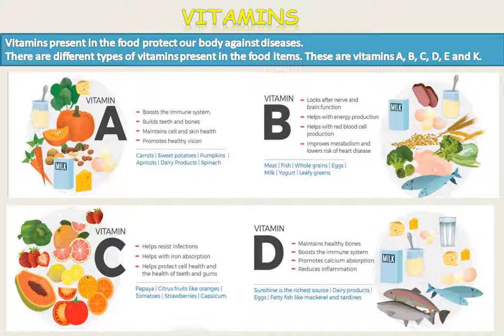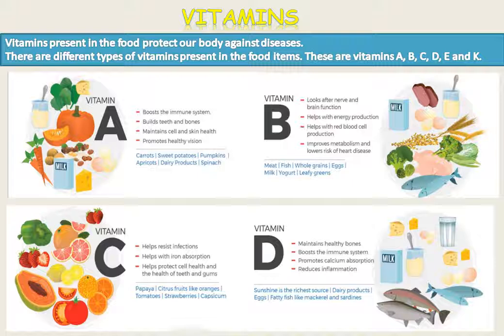I hope you know what the immune system is. When a disease affects us, or when we contract any disease, it is our immune system in our body that helps us get over this disease. You can see some food items rich in vitamin A. You can just look at the picture and observe which all are the food items.